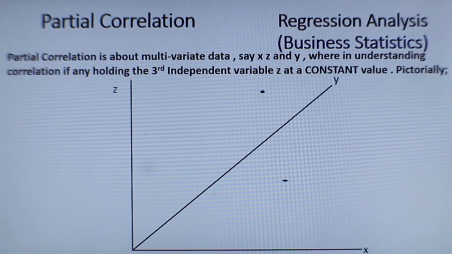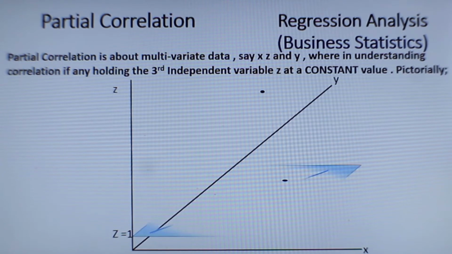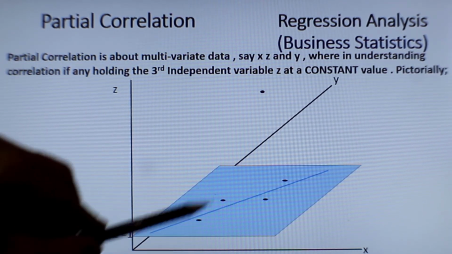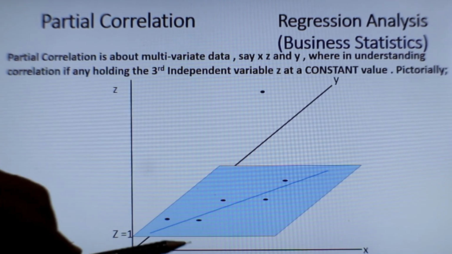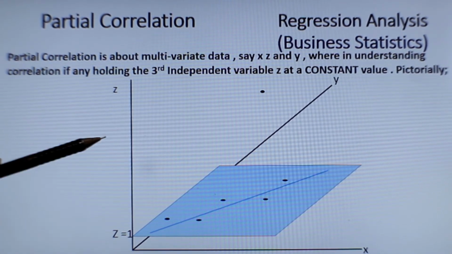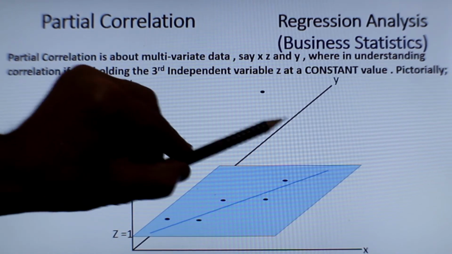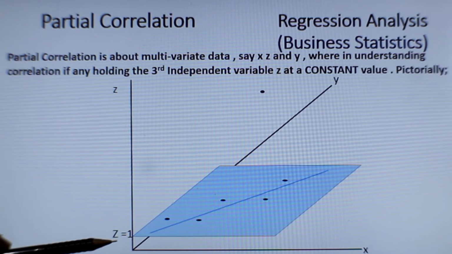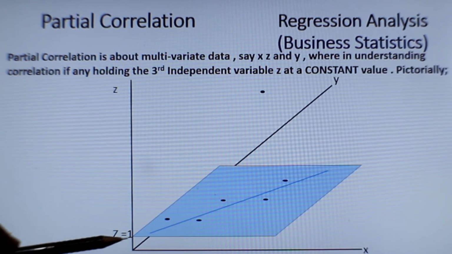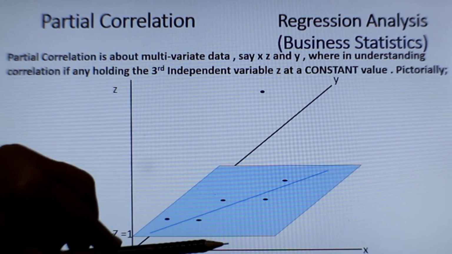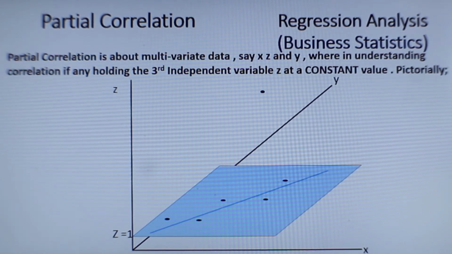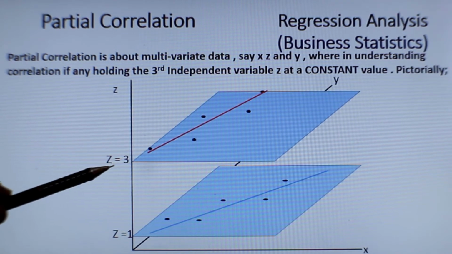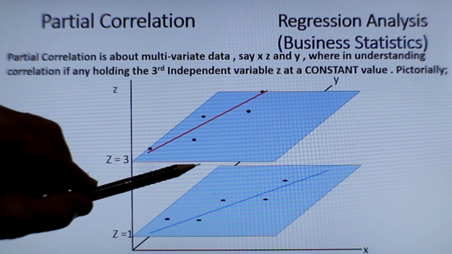Now pictorially looking at it, you can see that this is the x-axis, this is the y-axis and the z-axis. X is an independent variable, z is an independent variable and y is the dependent variable. Now in this plane, when z is held at a value z1, you get the correlation between x and y. Again, when the value of z is 3, this is what it is between x and y.